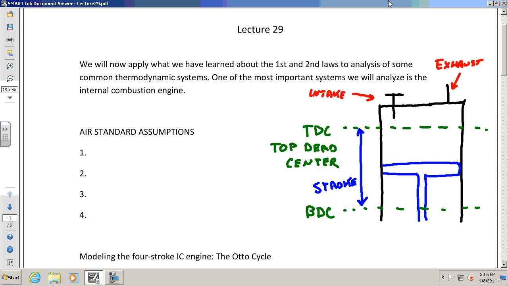And the volume difference, so this is the volume of the cylinder. The volume of the cylinder is going to be maximum when the piston's at the bottom dead center. So we'll say volume BDC. That's when it's at its maximum volume. Minus the volume when it's at its minimum, which is at the top dead center, is equal to what we call its displacement volume.